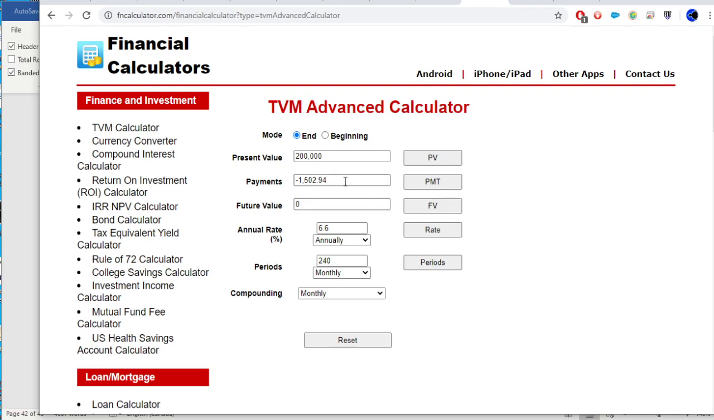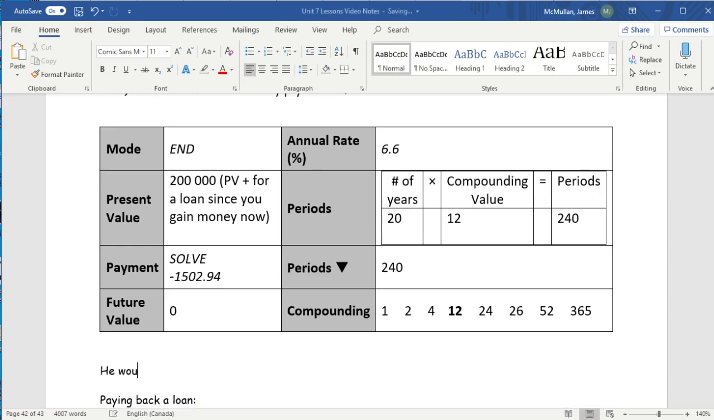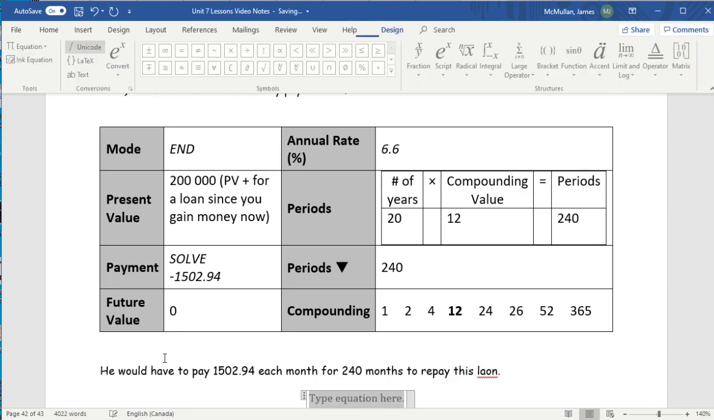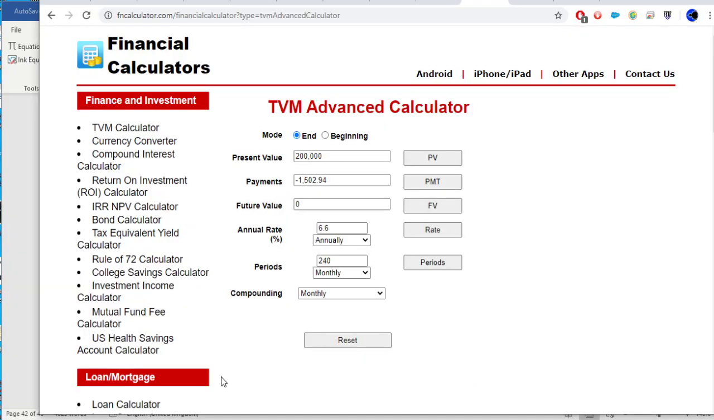You could solve it, but you don't need to. So you can round it to a number of cents. So he would have to pay $1,502.94 each month for 240 months to repay this loan. By the way, if you do n times PMT, what's 240 times that number?